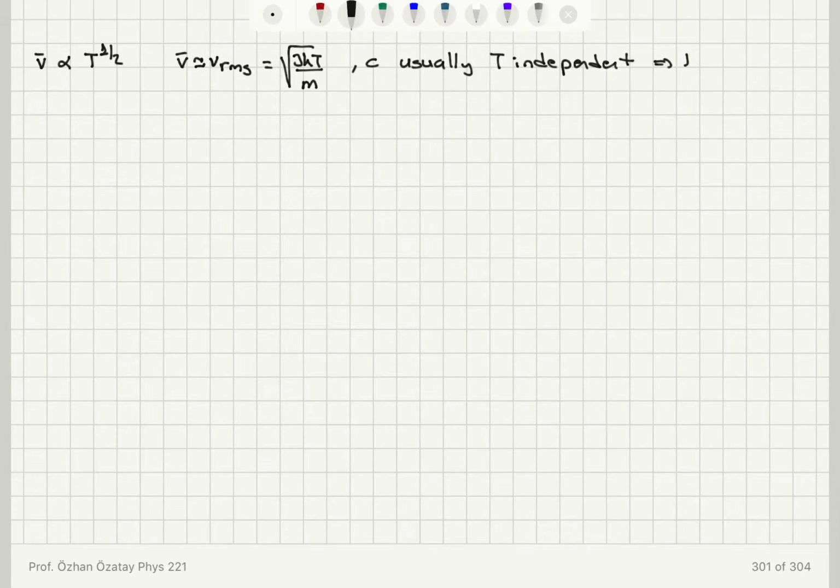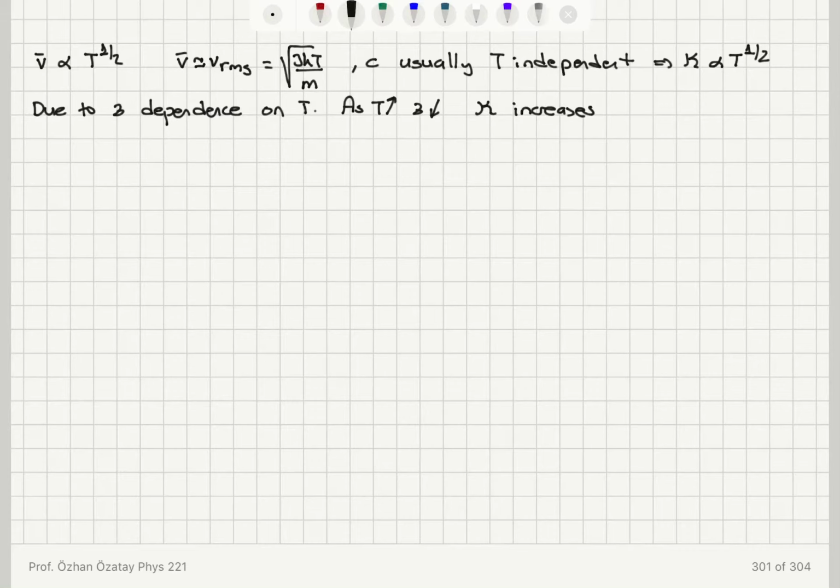So this gives kappa, the thermal conductivity, should vary as T to the 1/2, but we have one more complication due to sigma, the total scattering cross section, where we have assumed hard spheres as our molecules. There is a sigma dependence on T. As temperature increases, sigma decreases, so kappa actually increases more rapidly with T. It's like T to the 0.7, if you remember.